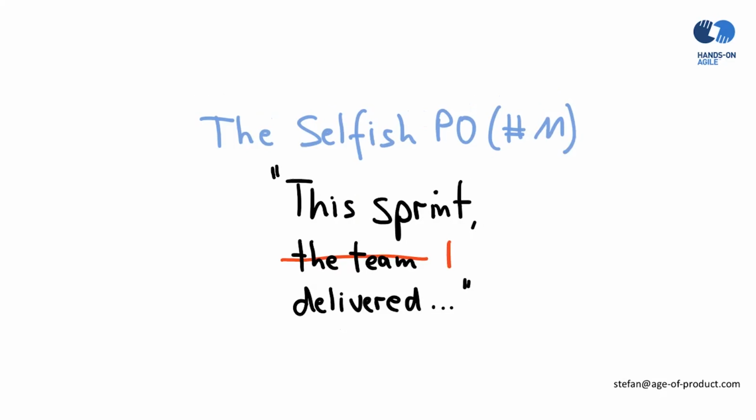Number 11, the selfish product owner. This sprint I delivered. Spoiler alert again, there is no I in team. The Scrum team wins, the Scrum team loses. The sprint review is the moment to shine for the development team and surprise customers and stakeholders. And it's absolutely not a show to praise the product owner. So if you hear this as a Scrum Master in the sprint review, you have some work to do. And you have to figure out why this is happening. Maybe it's the individual itself. Maybe there are other issues. And you really need to dig into this because this is in the midterm really ruining the whole experience.